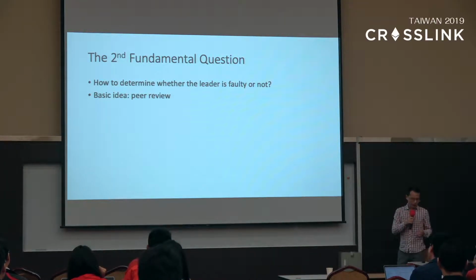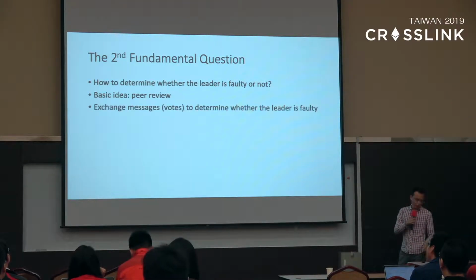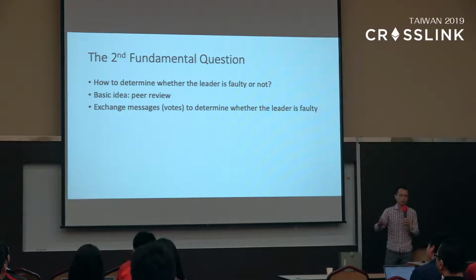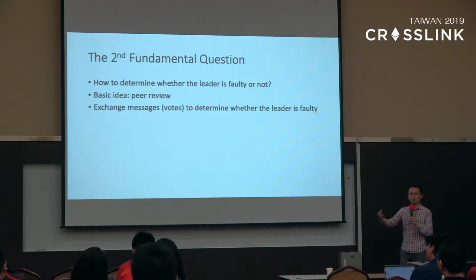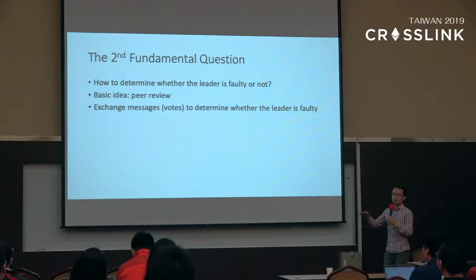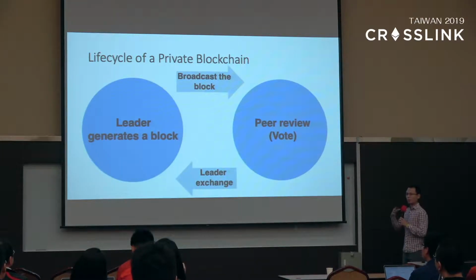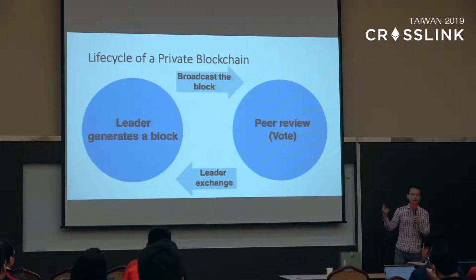Okay. And the basic idea is to do peer review. So what do I mean by peer review? So peer review is just the process of nodes exchanging messages with each other. Okay? So the message will contain information about the block that he or she just received. Okay? So based on this information, all the nodes can start to evaluate the leader to determine whether the leader is faulty or not. Okay. So later you'll see some examples, but first I want to decompose the life cycle of a private blockchain into two parts. Okay.